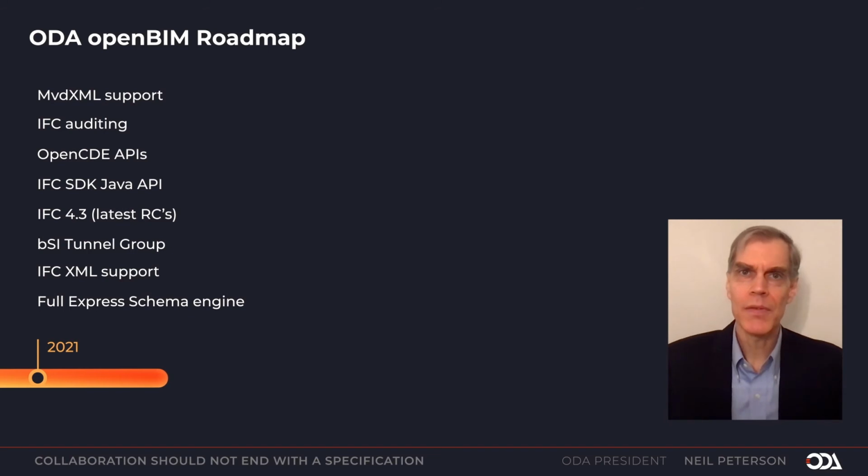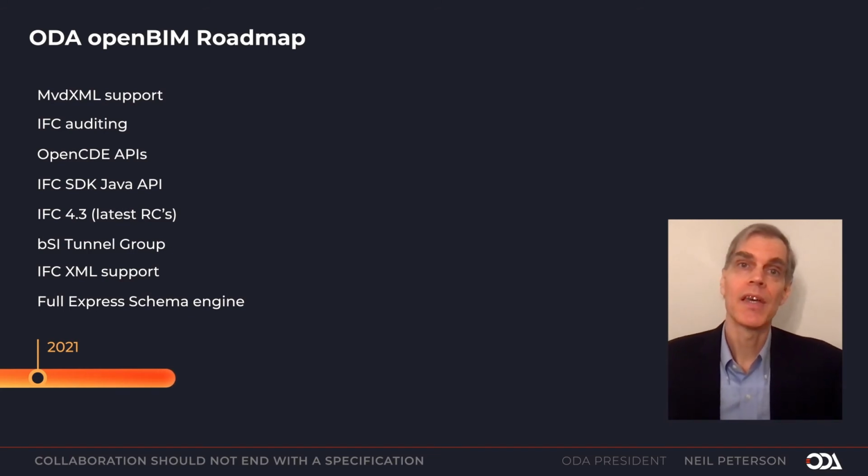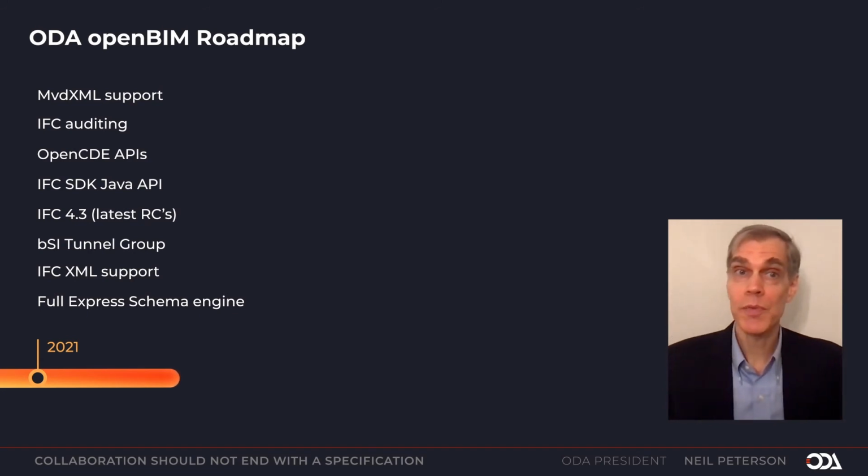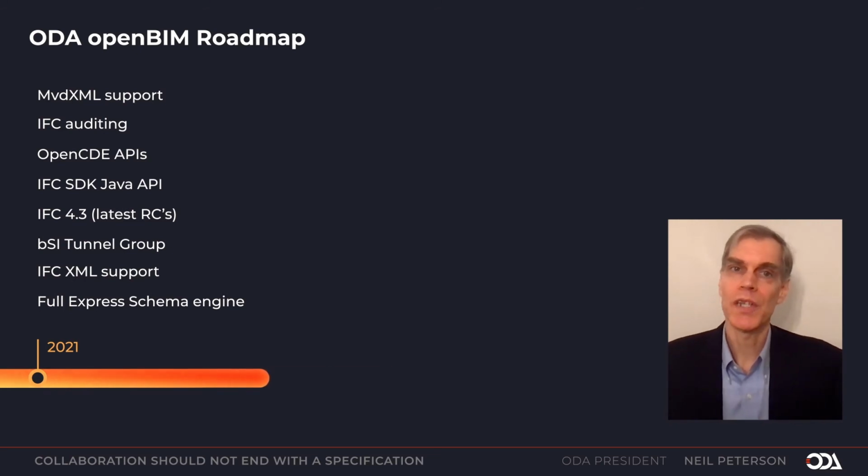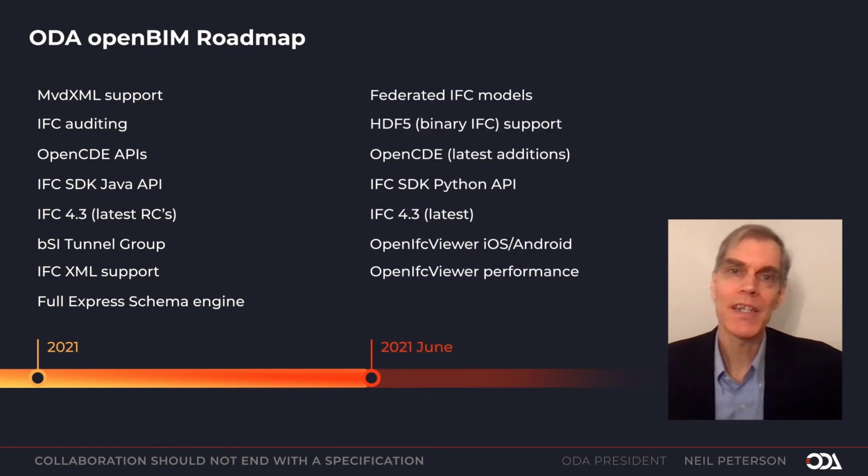We'll be supporting all of the advancements with 4.3, the additional release candidates. We will be joining the BSI Tunnel Group later this year. IFC XML support is coming, and we'll also be releasing a full Express Schema engine by the end of the year. Next year, 2022, support for federated IFC models.